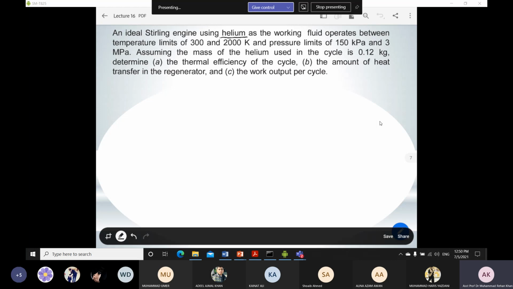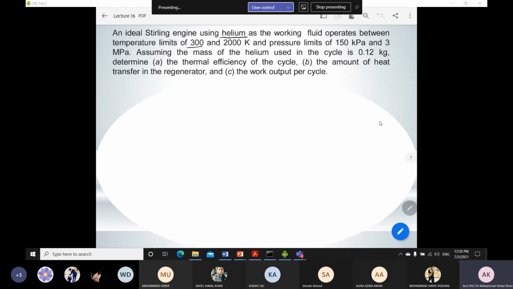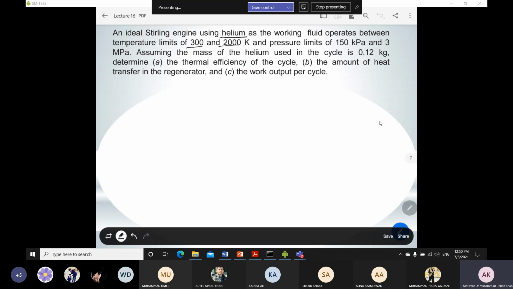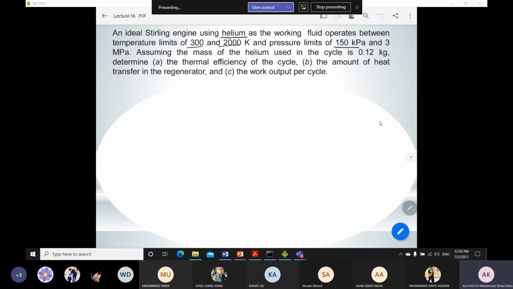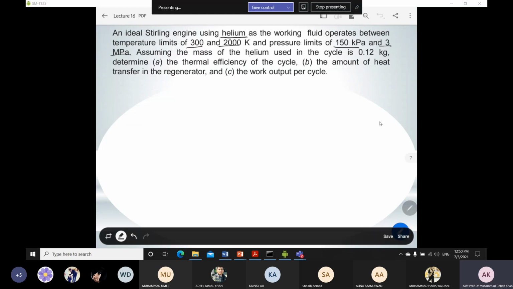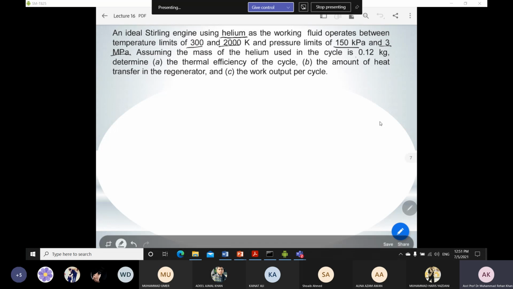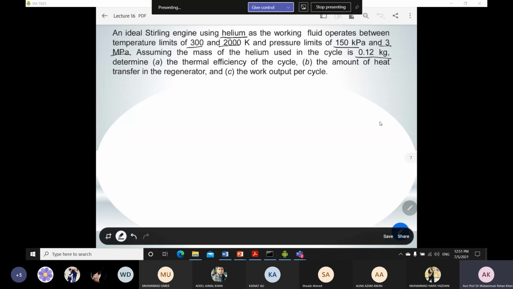Between the temperature limits of 300 and 2000 Kelvin. So the lower temperature is 300 and the highest temperature is 2000 Kelvin, and a pressure limit of 150 kilopascal. So your lower pressure is 150 and the highest pressure in the cycle is 3 megapascal. Assuming the mass of the helium used in the cycle is 0.12 kg, so the mass is given.